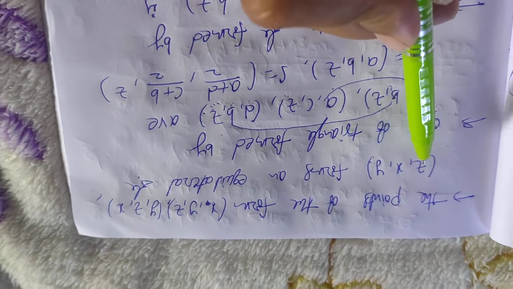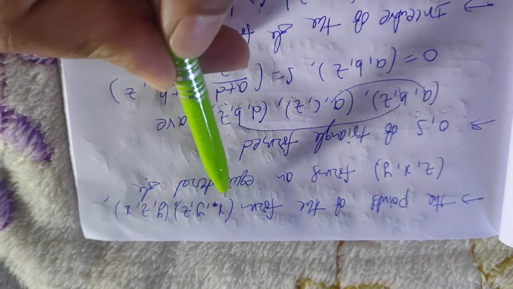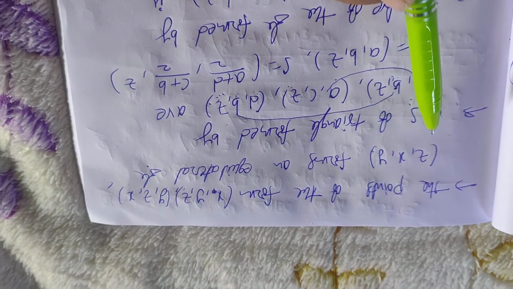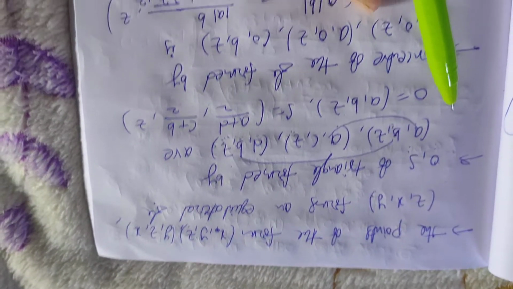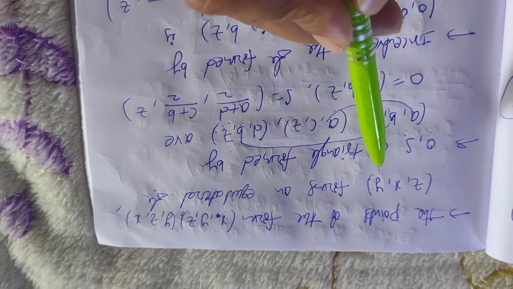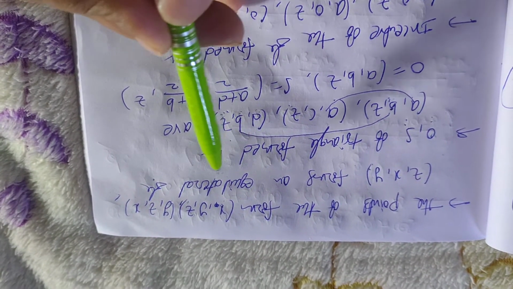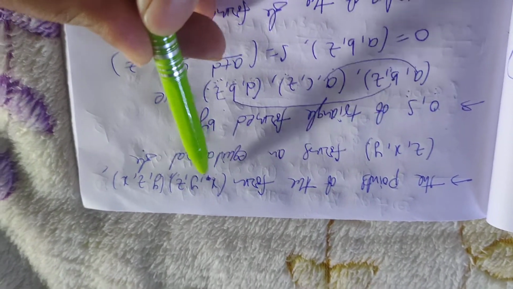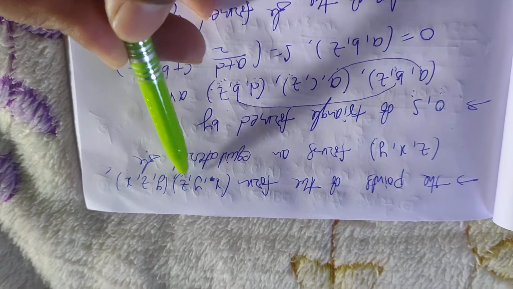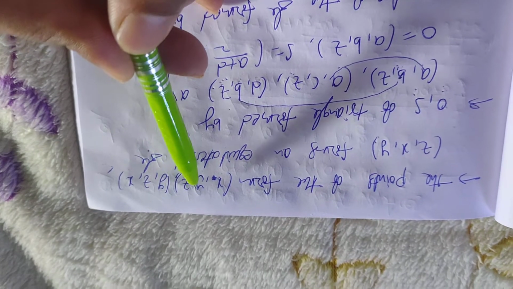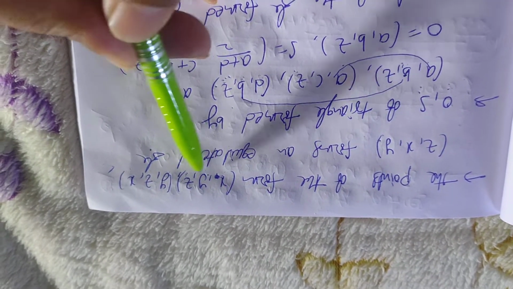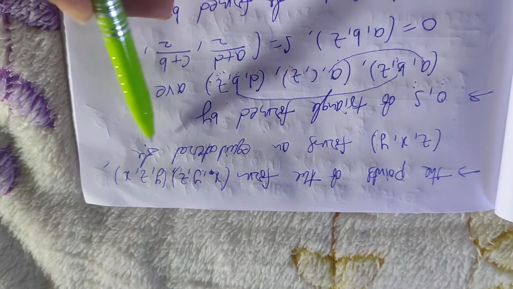My dear students, our next concept is the points of the form (x, y, z), (y, z, x), (z, x, y) form an equilateral triangle. That means understand the rotation: xyz, next yzx, next zxy. Okay, xyz, yzx, zxy form an equilateral triangle.